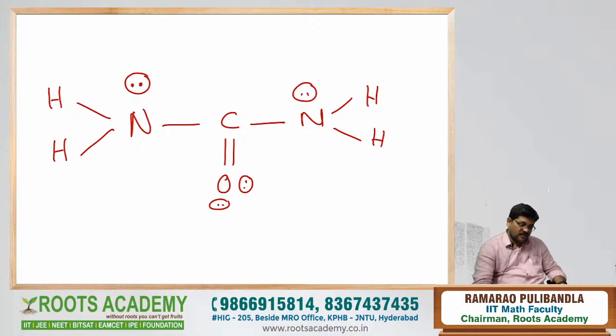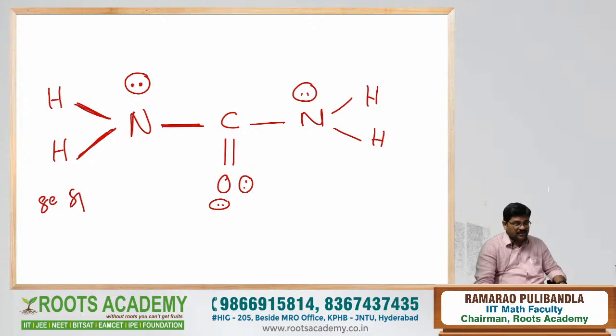Now see. Sigma bonds are counted. Lone pairs are counted. Yes or no? So in hybridization, sigma bonds are counted. What I am saying? In hybridization, sigma bonds are counted, lone pairs are also counted. The sigma bonds and lone pairs: 8 electrons are there.